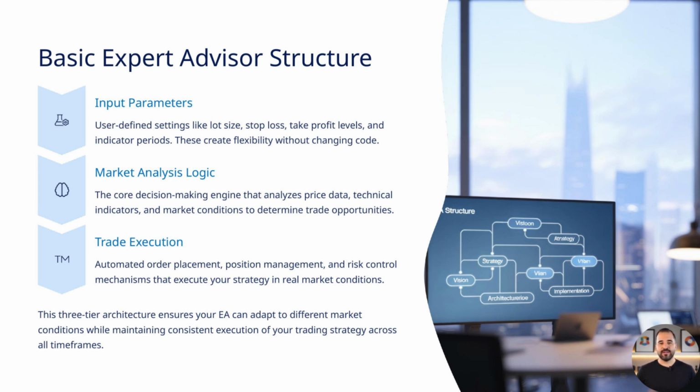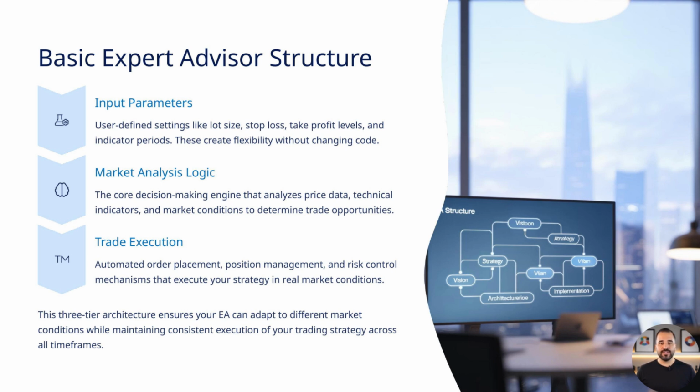Here, it processes incoming price data, applies technical indicators, and checks conditions to see if a trade should be placed. Whether it's a moving average crossover, RSI threshold, or breakout detection, this is where the strategy itself lives. Finally, there's trade execution. Once conditions are met, the EA automatically places orders, manages open positions, and enforces risk controls, like stop losses and take profits. This part ensures consistent application of your rules in live market.